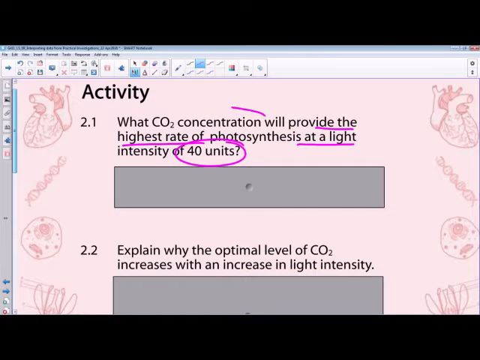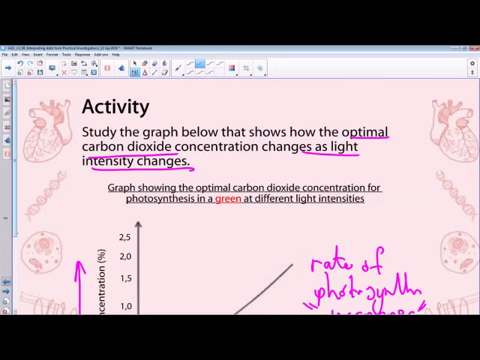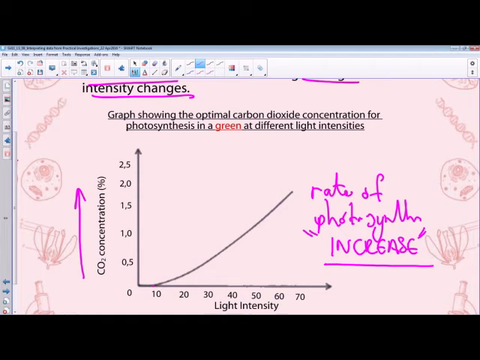At what concentration of carbon dioxide will provide the highest rate of photosynthesis at light intensity of 40 units? So essentially what we're looking at is the light intensity of 40 units. Remember that you've got to use your ruler. It's always better to use a ruler, and you've got to extrapolate from the x-axis and see where it intersects your graph and determine that point on the y-axis.